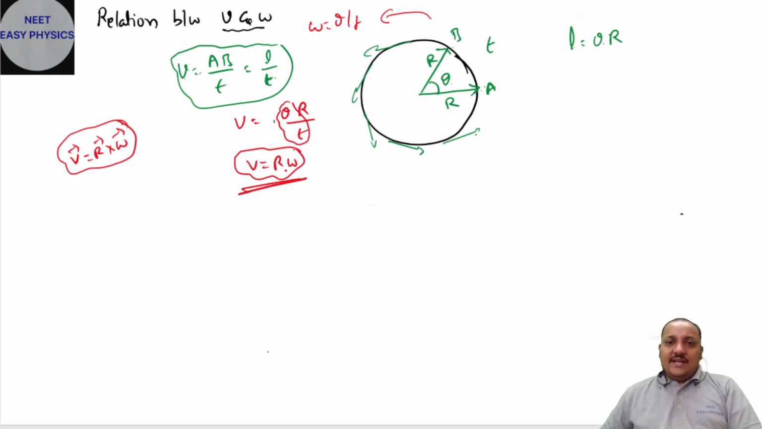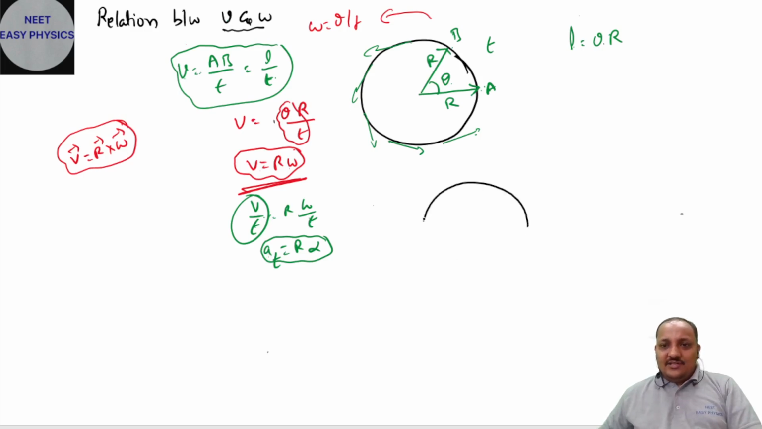Next, linear acceleration and angular acceleration. How it will come: just divide this equation with time on both sides. The velocity by time gives acceleration, and angular velocity by time gives angular acceleration. This is linear, this is angular. a is equal to r alpha. This one they will call tangential acceleration. In which direction will this tangential acceleration be present?